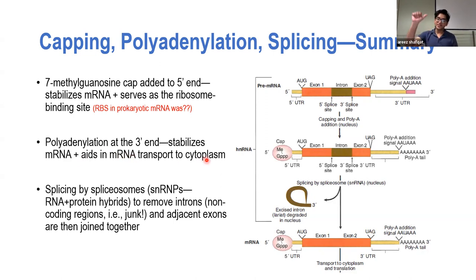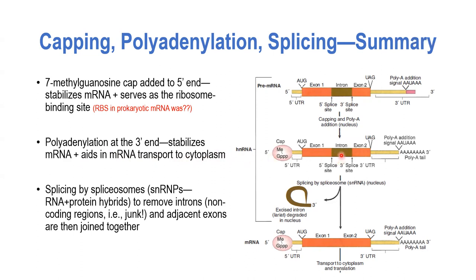So capping has two functions, polyadenylation has two functions. Capping stabilizes plus serves as the ribosome binding site, similar to the Shine-Dalgarno in prokaryotes. Polyadenylation also serves two functions. It stabilizes the mRNA also, and it helps the mRNA go out into the cytoplasm.